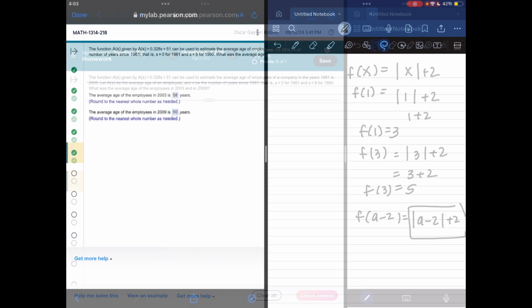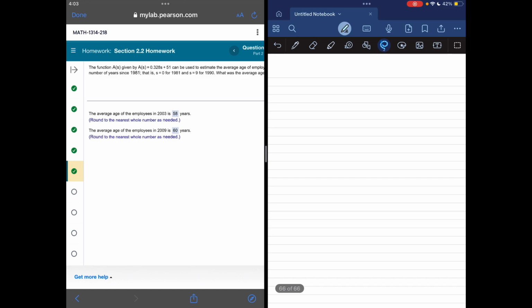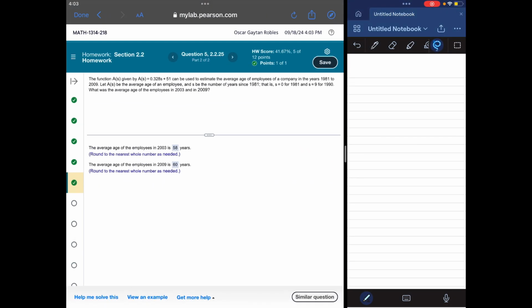Okay, so now we have word problem number 5. It says, a function as given by A(s) equals 0.328s plus 51 can be used to estimate the average number of employees of a company in the years of 1981 to 2009. Let A be the average of the employees and s be the number of years since 1981. That is, s equals 0 for 1981 and s equals 9 for 1990. What was the average age of the employees in 2003 and 2009?